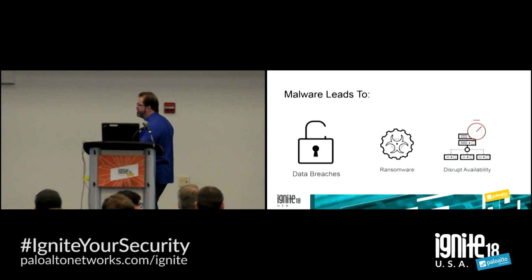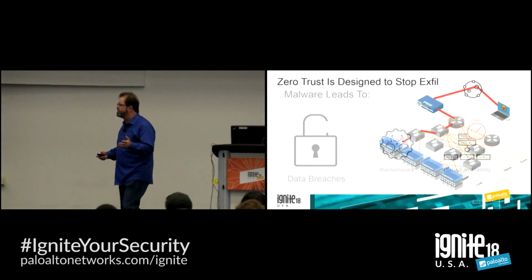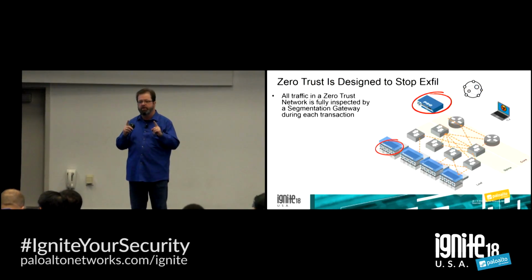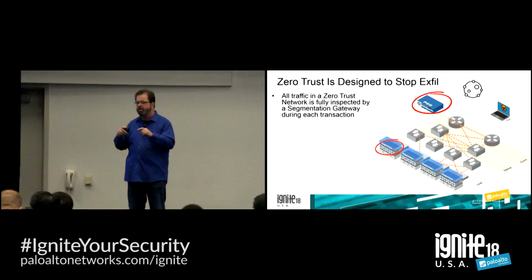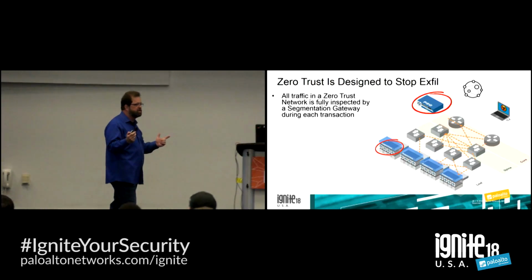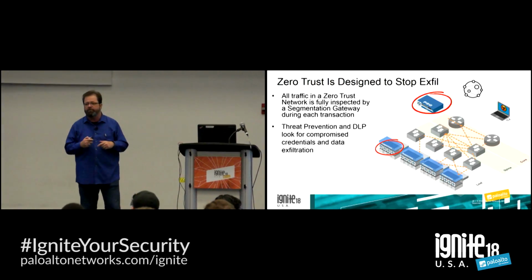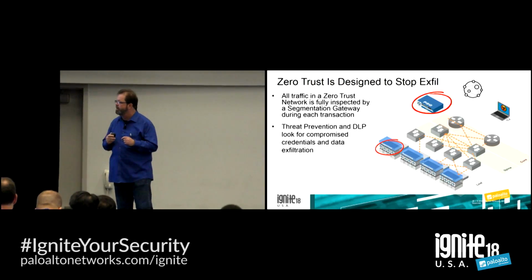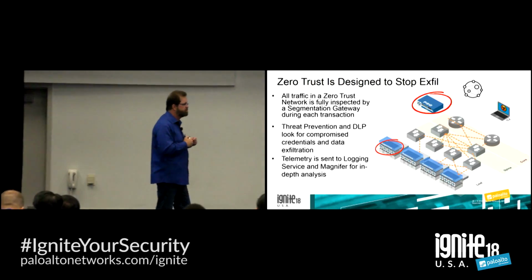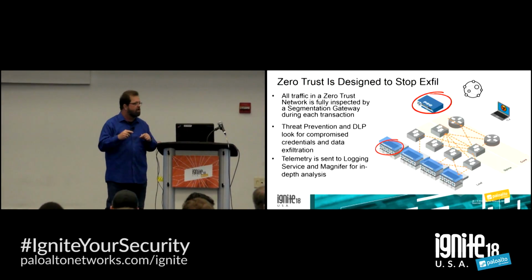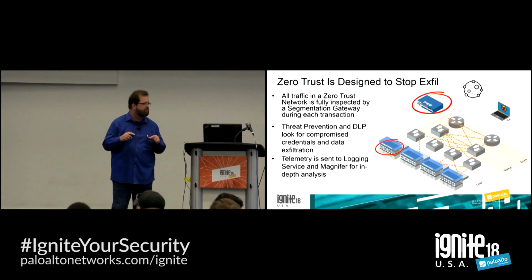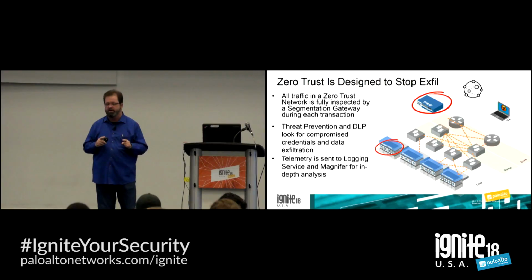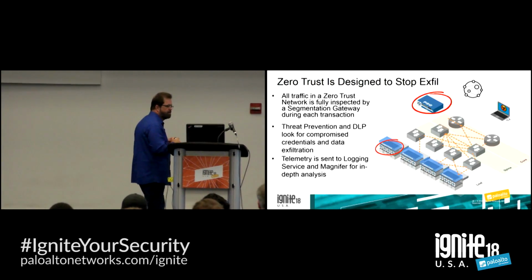So when we think about data breaches, we can stop them with a zero trust network, because in a zero trust network, all traffic is inspected by a segmentation gateway, layer 2 through 7, at least once during this transaction lifecycle. We're cutting off command and control by default. We're using threat prevention and DLP to look for compromised credentials and data exfiltration. And then all that telemetry is logged and sent to the logging service and to Magnifier for in-depth analysis. That's what we're doing to solve the real problems that we have in cybersecurity today.